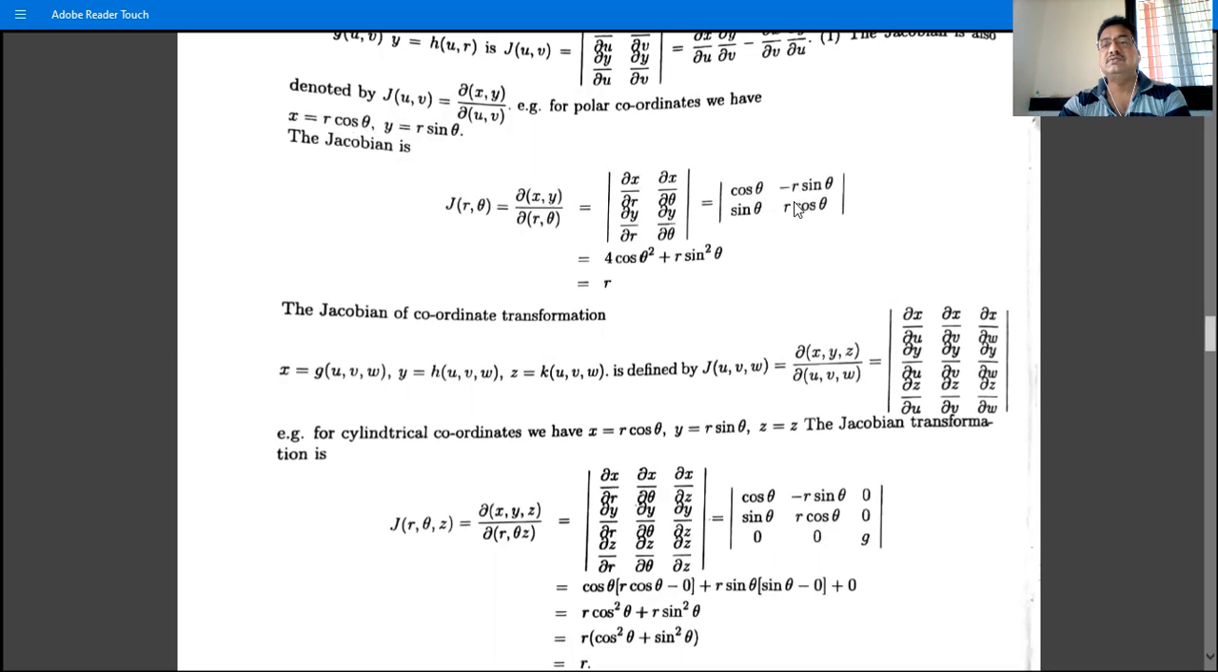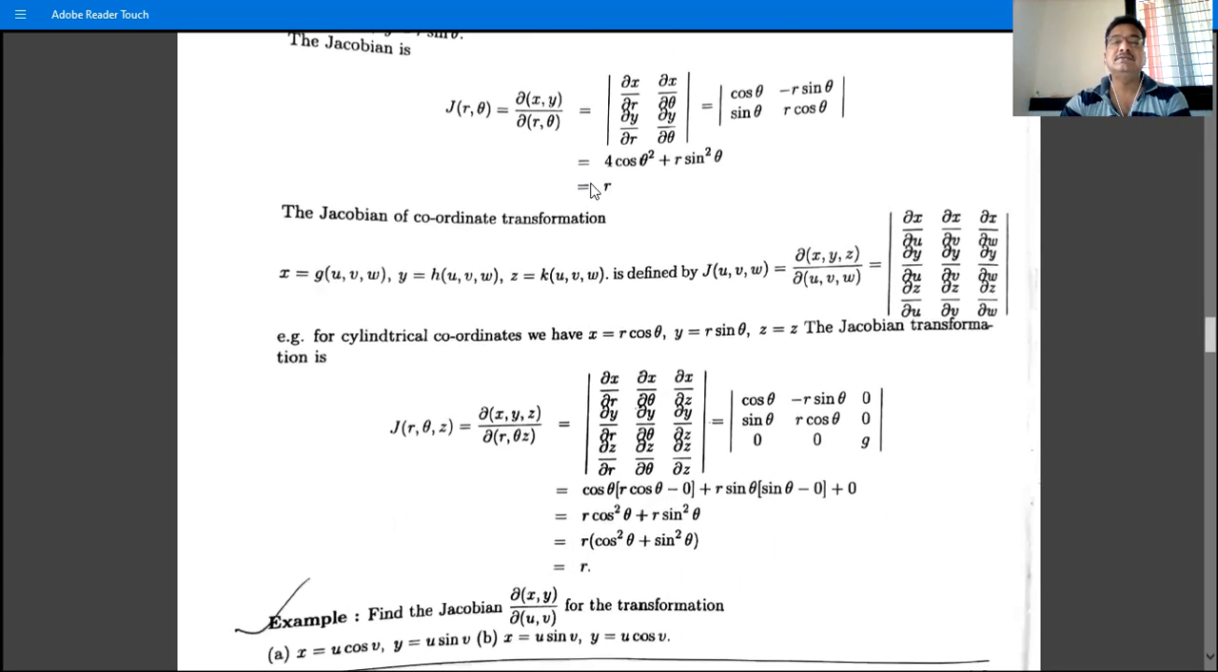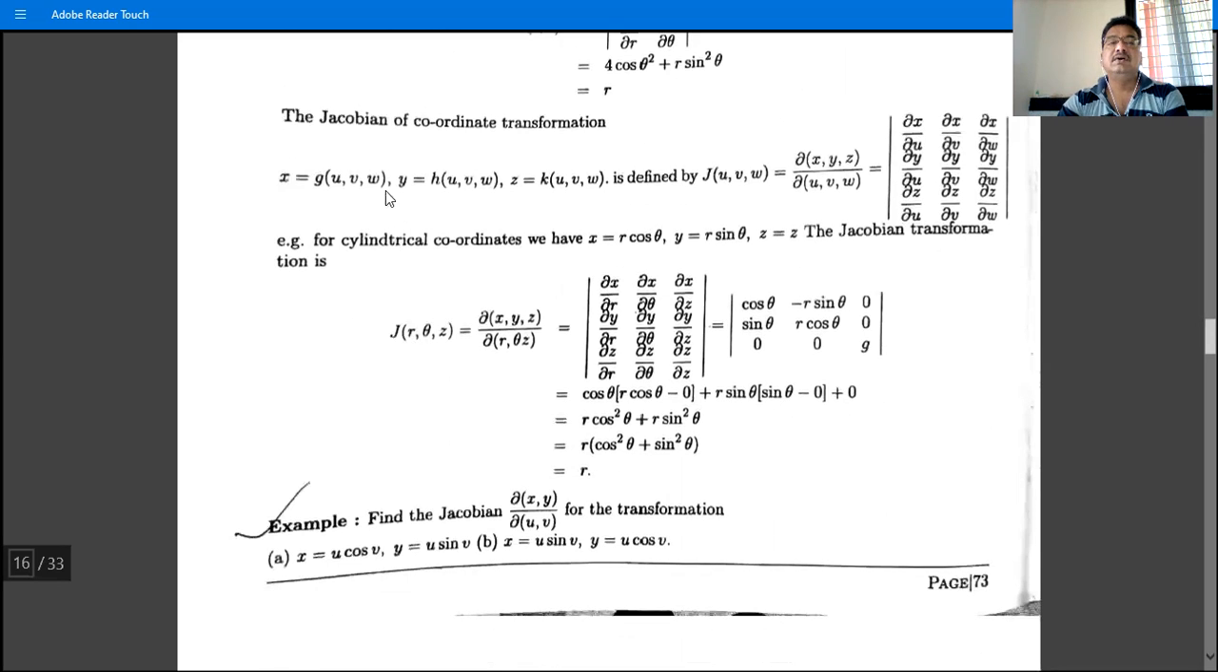And then this into this: r cos square theta, minus minus becomes plus r sin square theta. Then take r as common: cos square theta plus sin square theta is 1. So the Jacobian is r. If x is r cos theta and y is r sin theta, then its Jacobian is r. Next, the Jacobian of coordinate transformation.